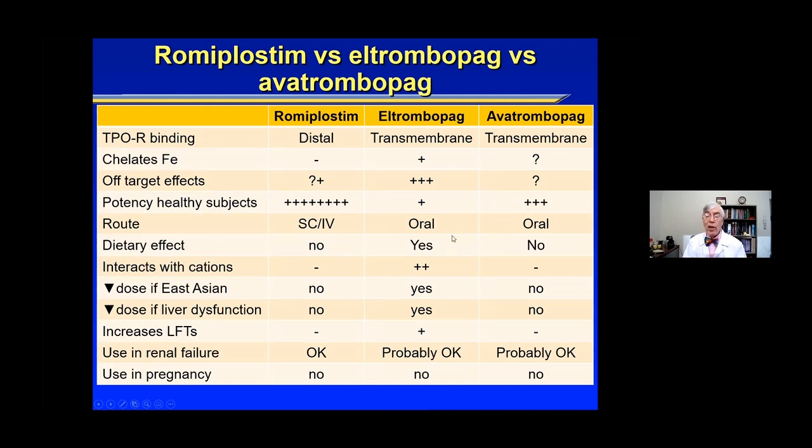Eltrombopag, as many of you know, has to be taken on a special diet. The dose is reduced if you're of East Asian ancestry or have concurrent liver dysfunction. The other 2 drugs, avatrombopag and romiplostim, don't have these dietary or liver restrictions. They're all safe if you have renal failure, and none of them should be used routinely in patients who are pregnant. If you've got a desperate pregnant patient, I would probably prefer this over the others.